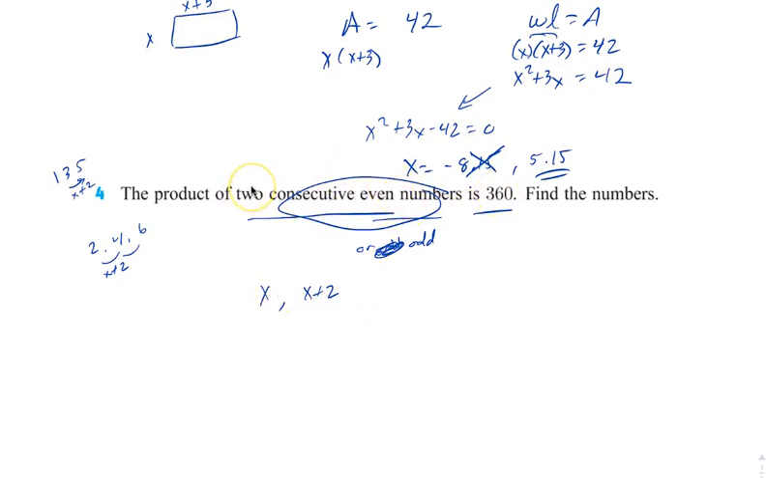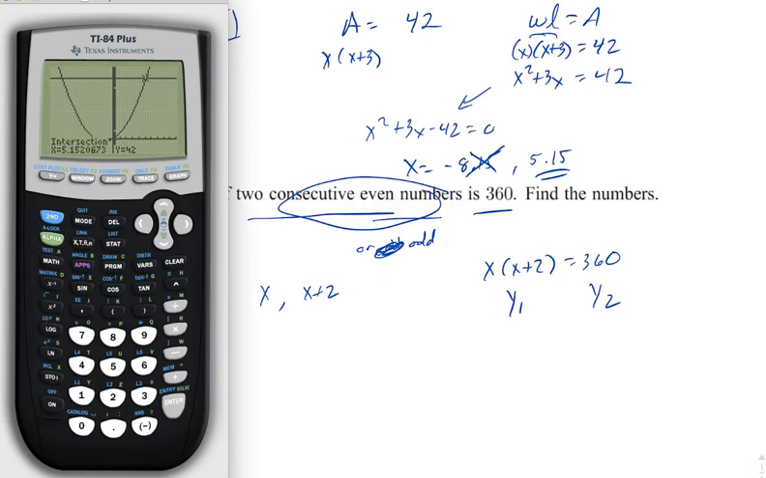So the product, we're going to multiply these two guys. It's equal to 360. So again, I'm just going to solve from here, just like I showed you. Here's y1, here's y2. I can do this by hand if I want to, set equal to 0, but we're just going to solve with our calculator. It's going to be a big part of today's lesson.